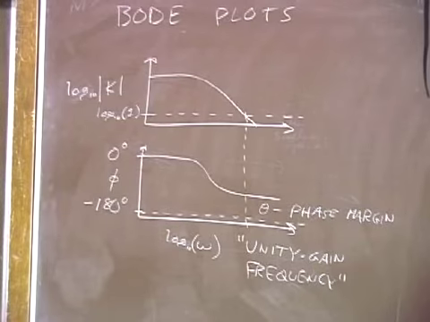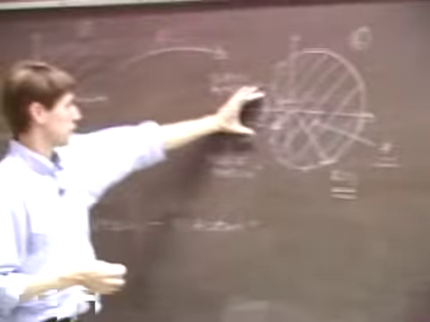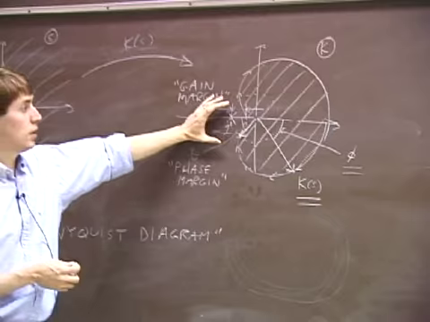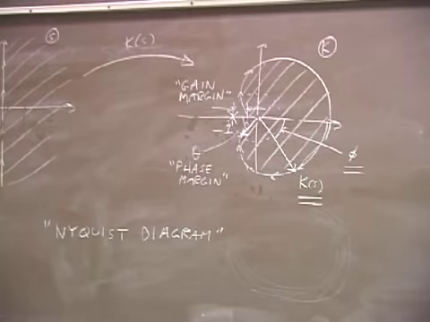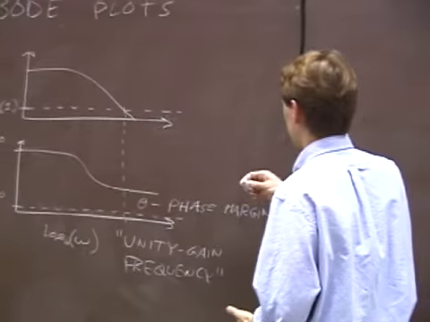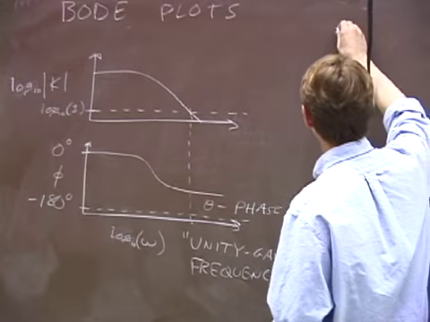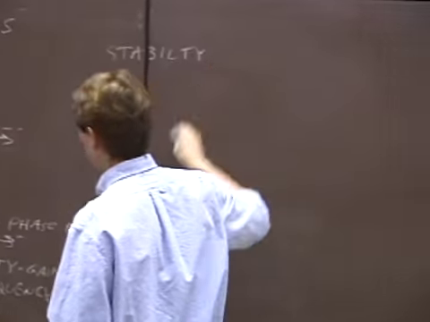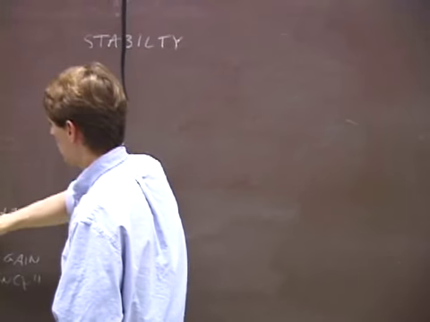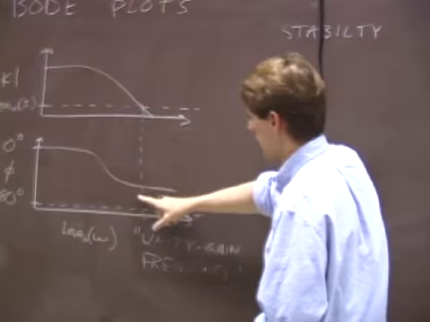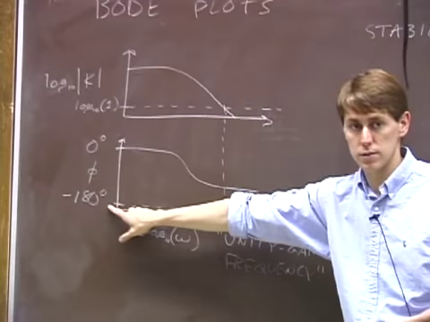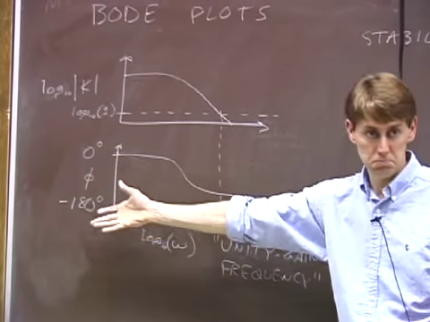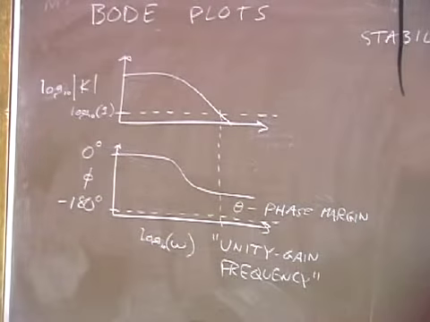The condition for stability, which we said graphically over here, was that this region would not enclose minus 1, the forbidden point. We can translate over and say exactly the same thing by saying that at the unity gain frequency, the phase cannot dip below minus 180 degrees. It's just a different way of saying the same thing.